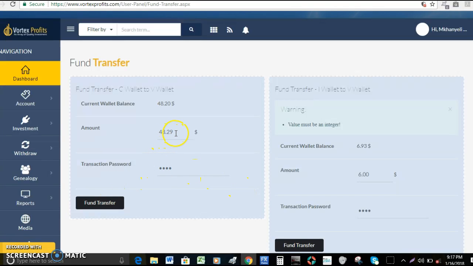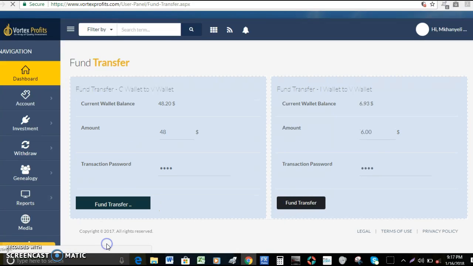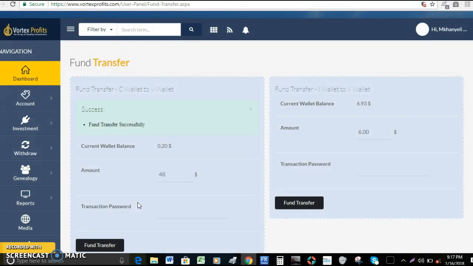It's giving me a warning again. Let's see, transfer funds from this side. It's also got a warning. I don't know what that means. Fund transfer. Okay, it's transferring, so you need to just write the full value. So the funds were transferred successfully, and this is my balance.